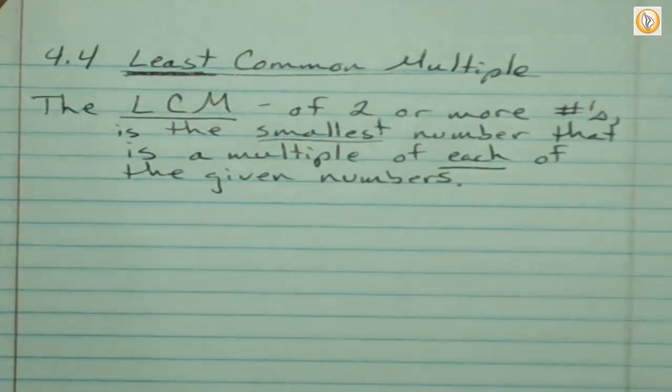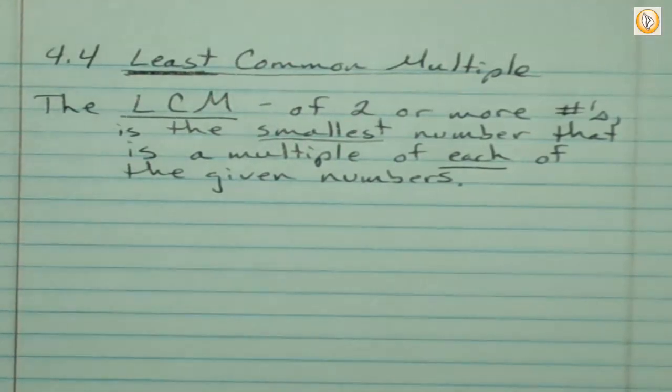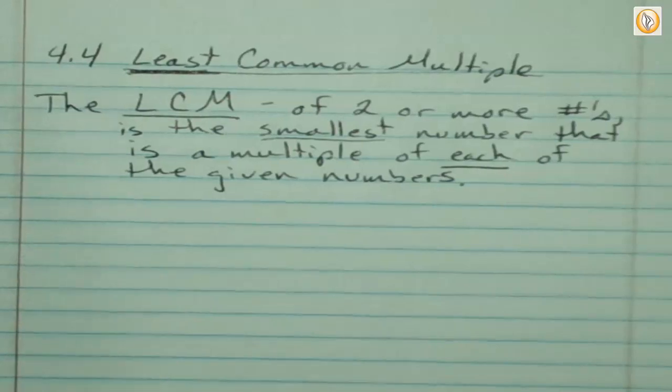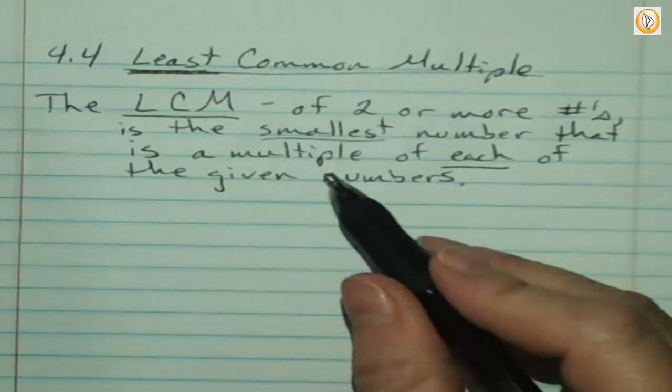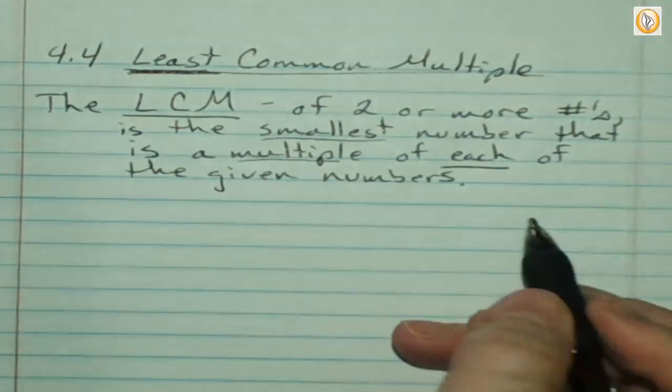Okay? Multiple, guys, is completely different than factors. Factors are what numbers go into it. Least common multiples are, remember, multiples, they get bigger. Like 2 times 1, 2 times 2, 2 times 3, 2 times 4, 2 times 5. You know what I'm saying? They get bigger. We're multiplying. The word multiple comes from multiplying. So least common multiple of 2 or more numbers is the smallest number that is a multiple of each of the given numbers.